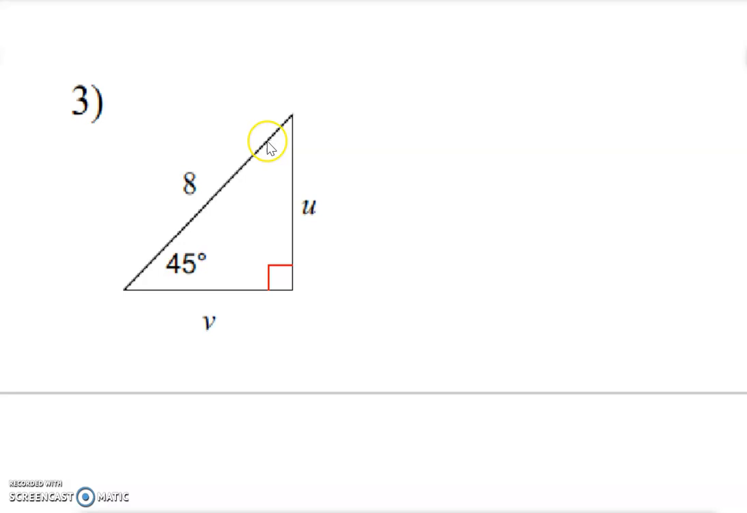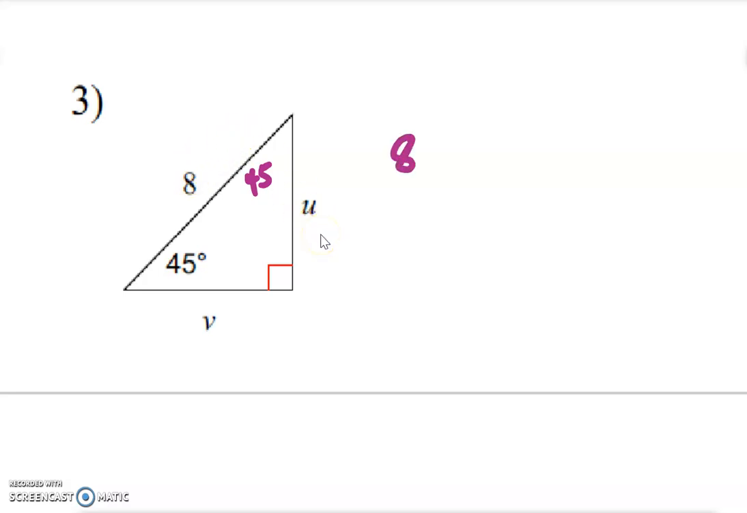We don't have time. So in this one, we have a special right triangle. This is a 45, 45, 90 right triangle. So remember the rule is that what? The legs are the same. So V and U are the same length. So we just have to figure out what it is. So the rule is what? Take the leg and multiply it by the square root of 2 to get the hypotenuse. But if you already know the hypotenuse, you need to divide by the square root of 2 to get the leg. It just depends on which one you know.